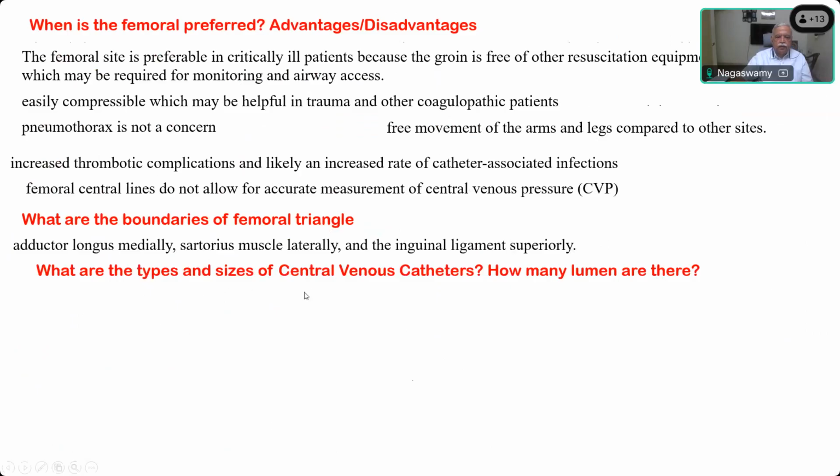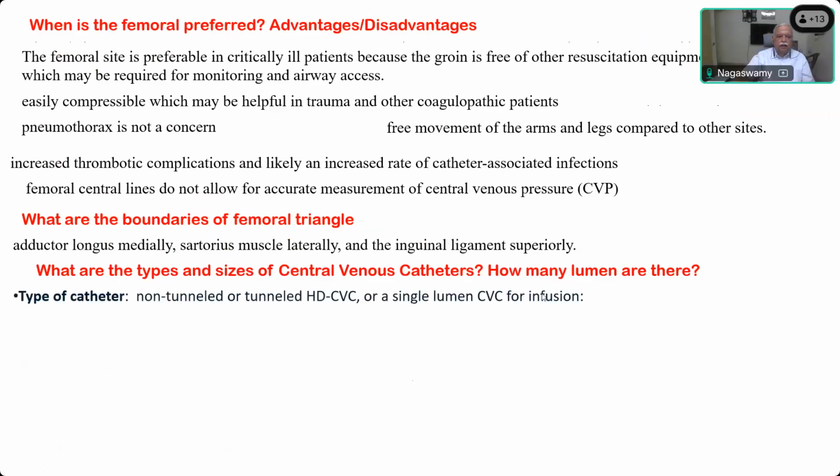What are the types and size of central venous catheters? How many lumens are there? This is about the catheter types. Yes, sir. Multi-lumen catheters. Triple lumen is there, sir. So how do you classify the types of central venous catheters? Single lumen, multi-lumen, sir, and dialysis catheters and peripherally inserted catheters. Sizes we have ranging from 4 to 9 French catheters, sir. 7 French we usually use, sir.